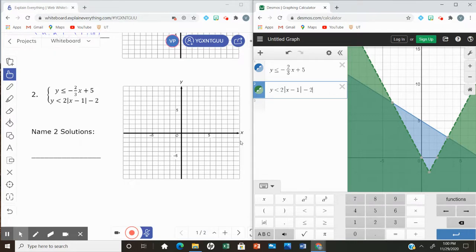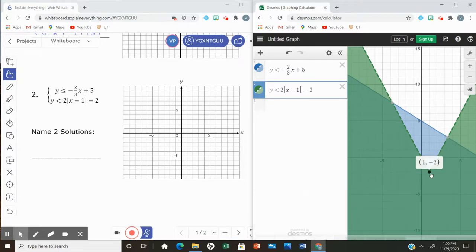So just reviewing those transformations, remember that the 2 on the outside in the front is your vertical stretch. X minus 1 moved it to the right 1, and the minus 2 outside is the down 2. So there's your vertex. It did go right 1 and down 2. And that 2 in the front just made it really skinny.